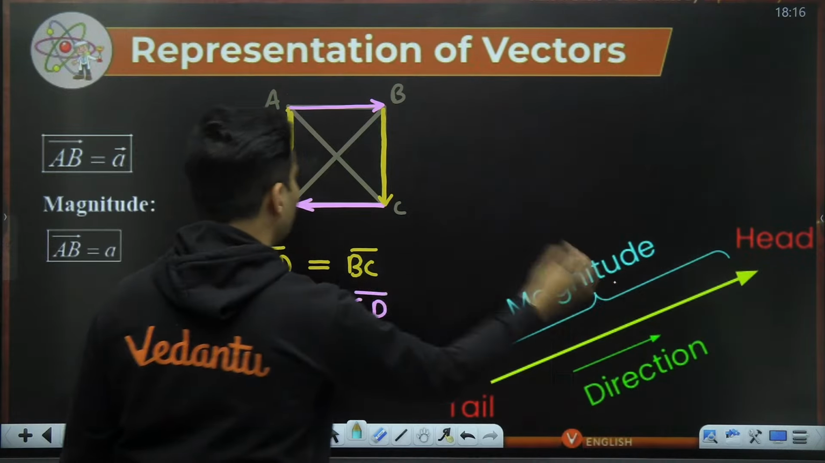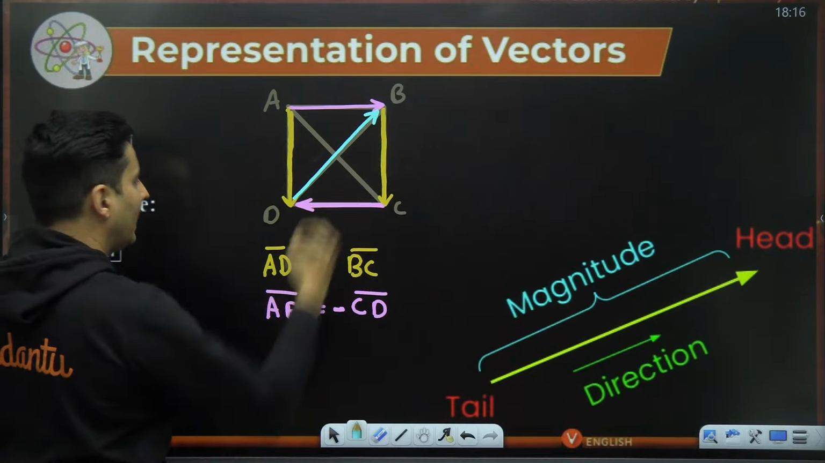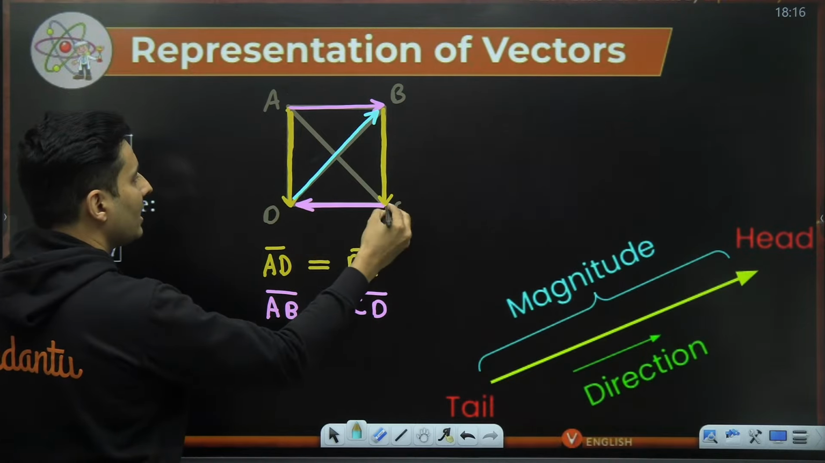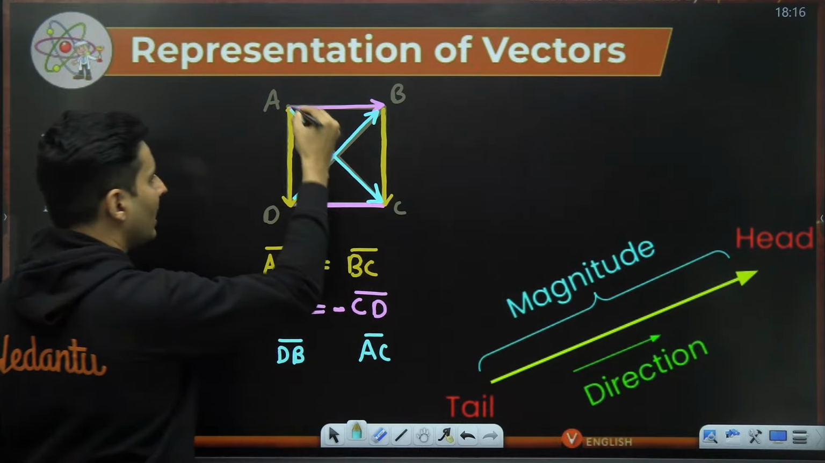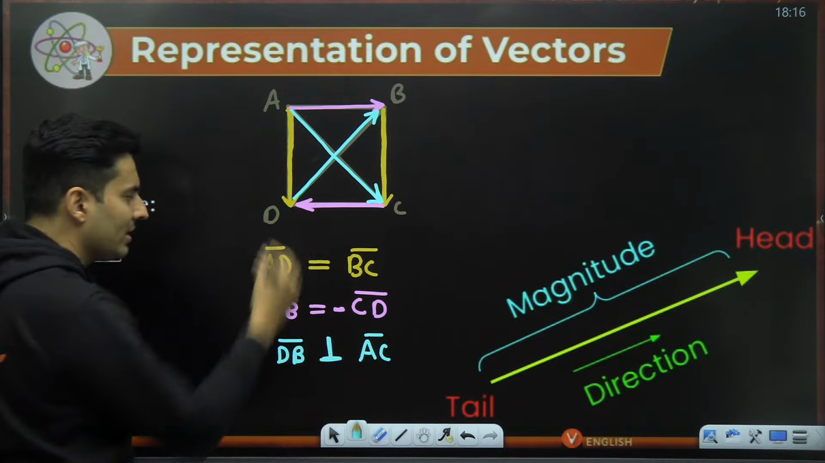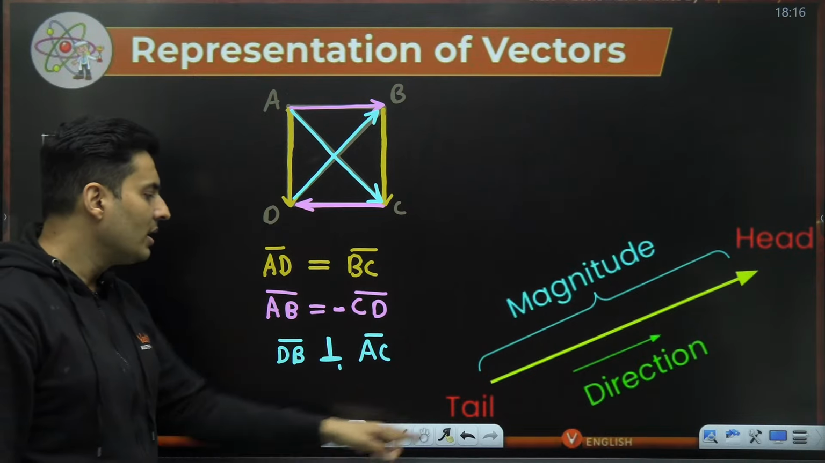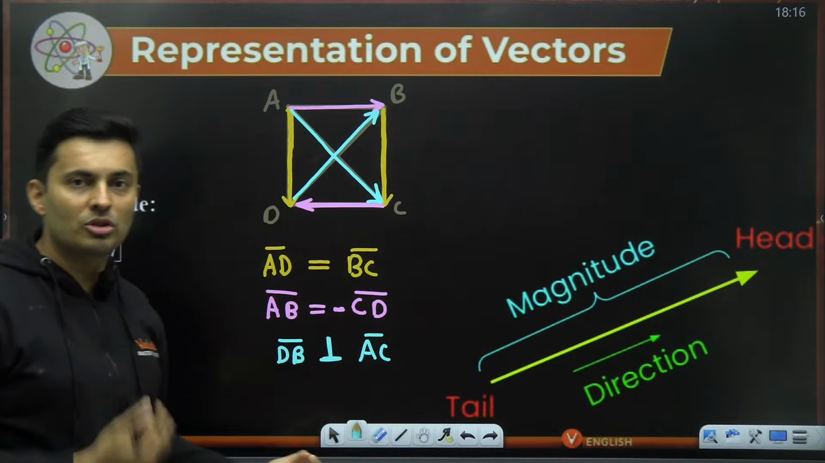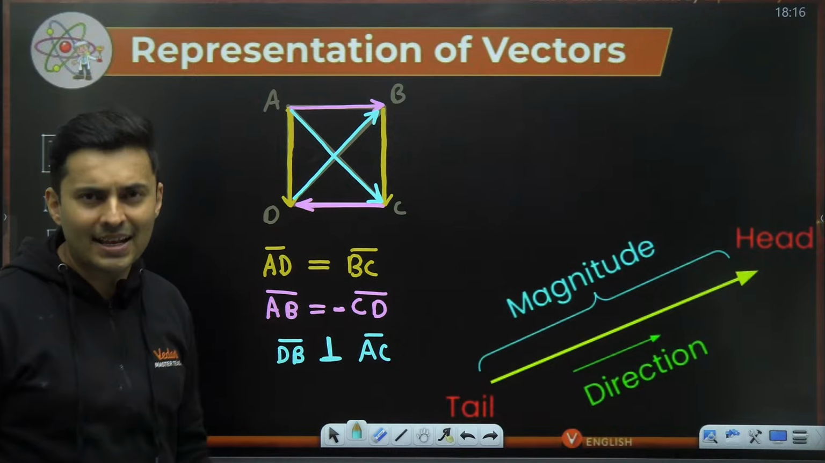Another example, assuming this is a square. If I draw this particular vector, what will that be? It will be DB vector. If I show from A to C like this, this will be AC vector. They will be perpendicular to each other. So I can just put a perpendicular symbol because I know diagonals of a square are always at right angles. So that is how you can use two alphabets to represent a vector. Maybe you know some points and you want to use those points as tails and heads. This was just an example.